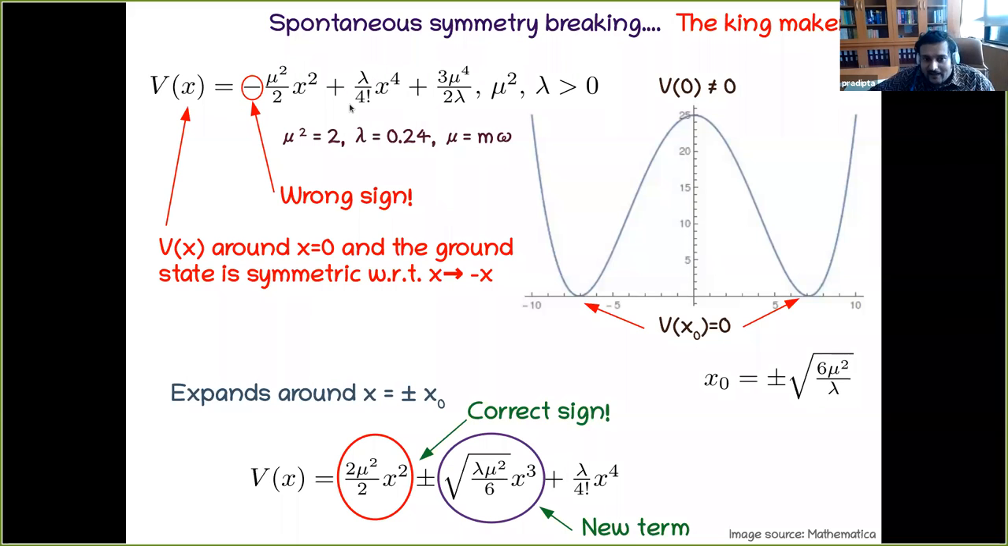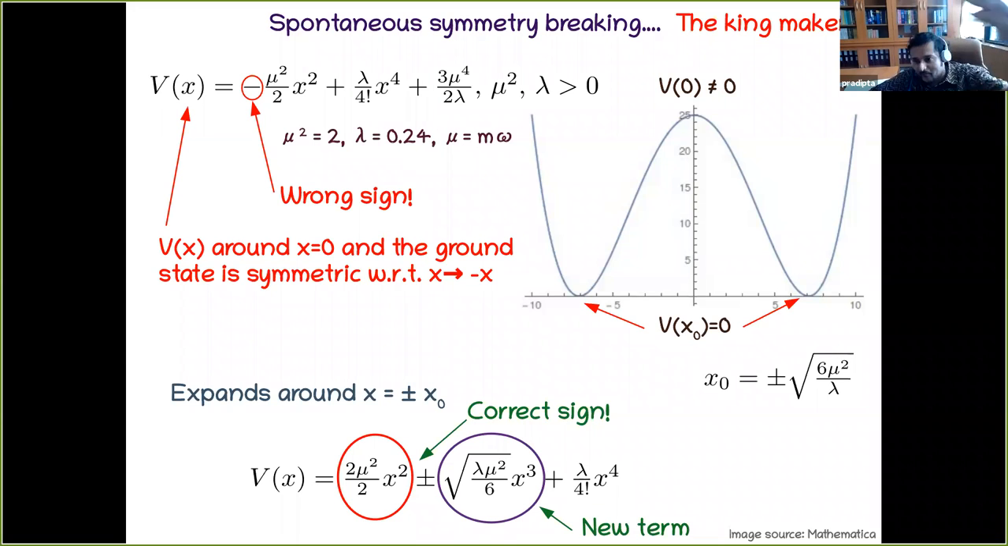And I have this lambda by 4 factorial x to the power 4 term. So this is like a kind of perturbation. And I have also intentionally added these constant terms, which are constant because mu and lambda are constant. I have added this term just to have this particular shape, so that if I put x equal to 0, V of x is not equal to 0, and it turns out to be the maximum. So if you plot this potential for this particular value, mu squared equal to 2 and lambda equal to 0.24, these values are not randomly chosen.